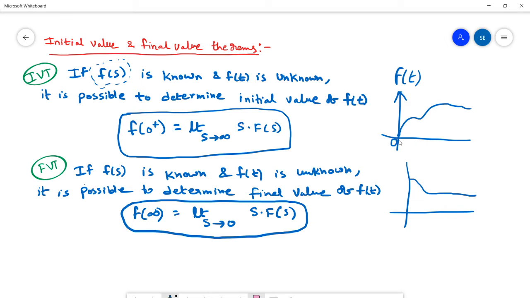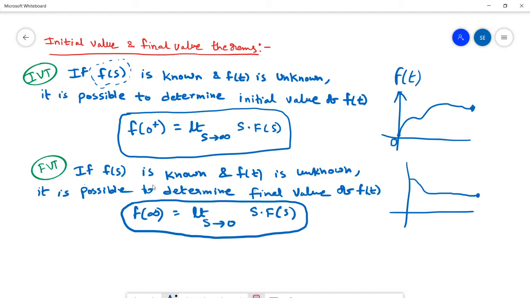As soon as the system responds to your input, that particular instant is referred to as F of 0 plus. So F of 0 plus is the value here. At this particular state, the amplitude value, or the system response gain you are getting, is determined if you know F of s. This is how you get the initial value, and similarly the final value is the final state of the response.